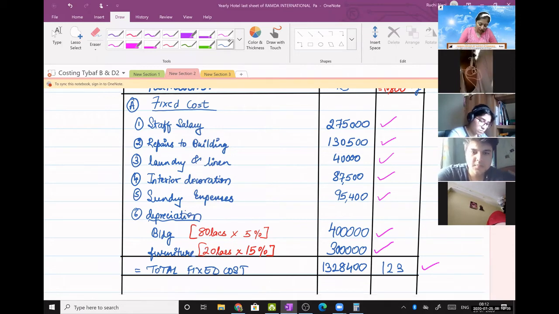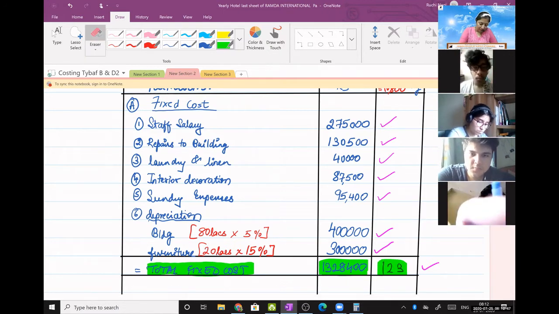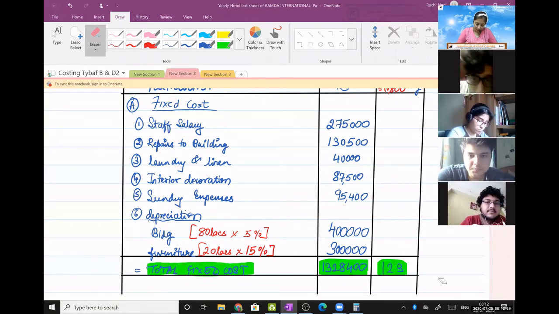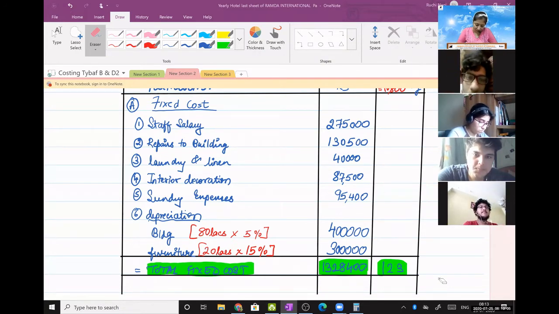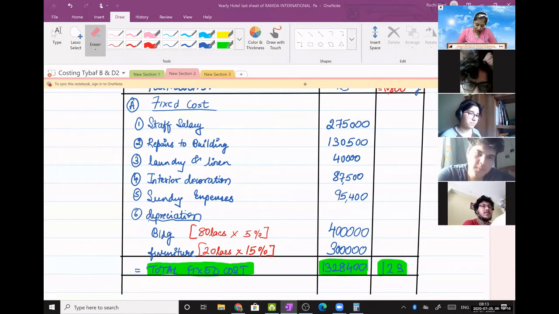Fine. Is it clear? So the fixed cost calculation is clear to everyone? Just acknowledge it in the chat box. Okay, fine. Thank you, Sayantan, Ushali, Nisha, Manav, and Prinati. Thanks, Shreya.